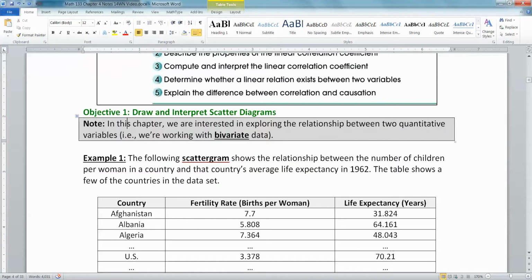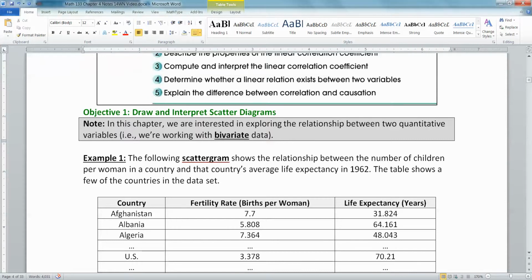The thing to notice about this chapter is this is the one chapter in our course where we're going to be working with bivariate data. That's when you're working with two quantitative variables together simultaneously, which is a little bit different than a weighted mean. It's more that you have two variables that you think are correlated, that you think have some relationship, and you're trying to get at that relationship.